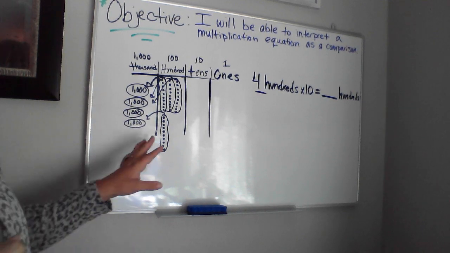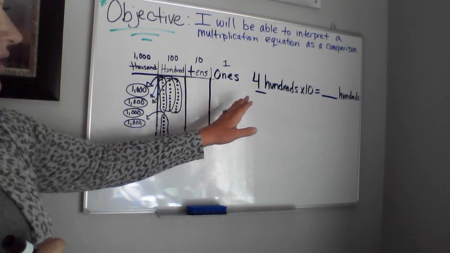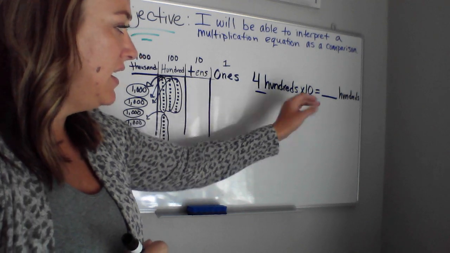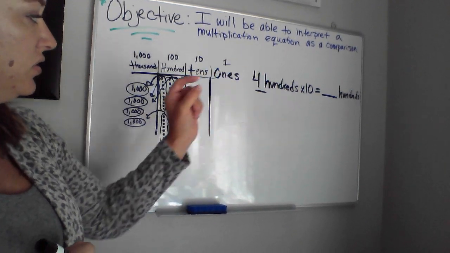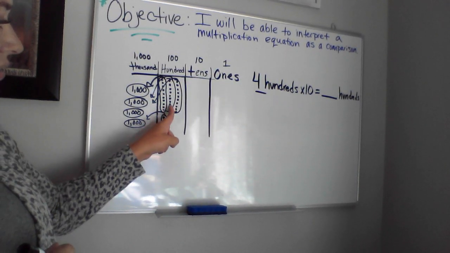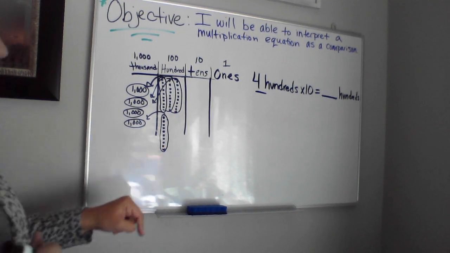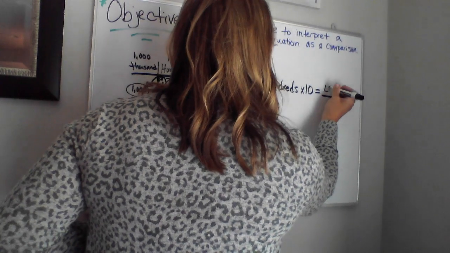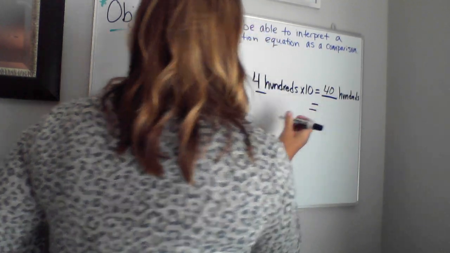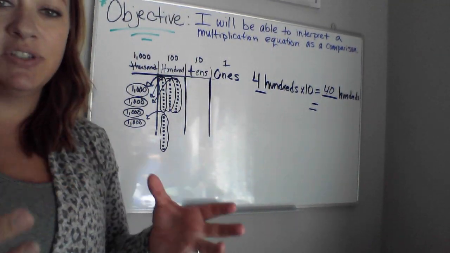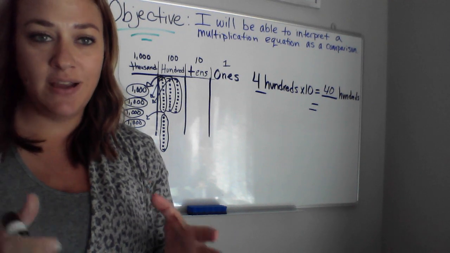Okay, so let's bring this back to our equation. If I have 4 hundreds times 10, that gave me how many hundreds? Well, here's 10, 20, 30, 40. That gave me 40 hundreds. But we don't read our numbers like that, right? I don't say 40 hundreds.